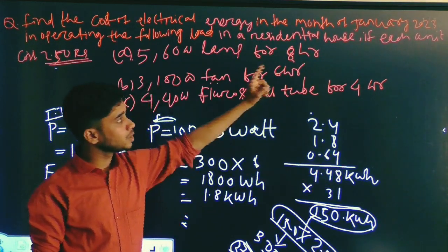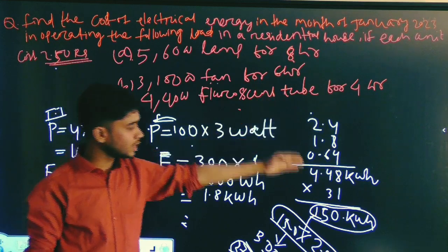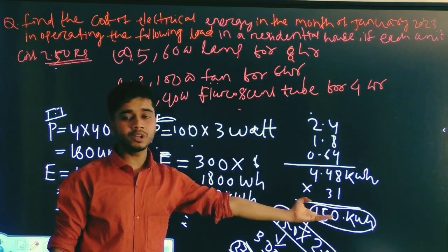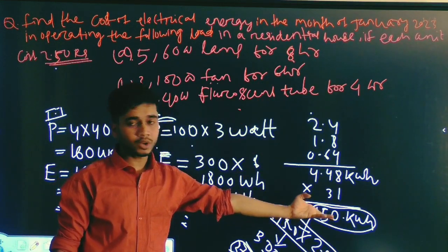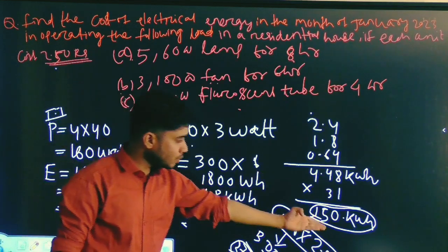But I need to calculate the amount of energy consumed for the month of January. How to calculate that? Multiply this number with 31. This will give you the total amount of energy consumed in one month, for the month of January. So this comes to 150 kilowatt hour.